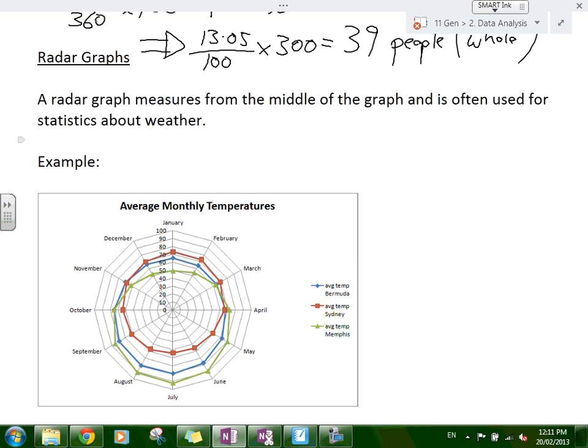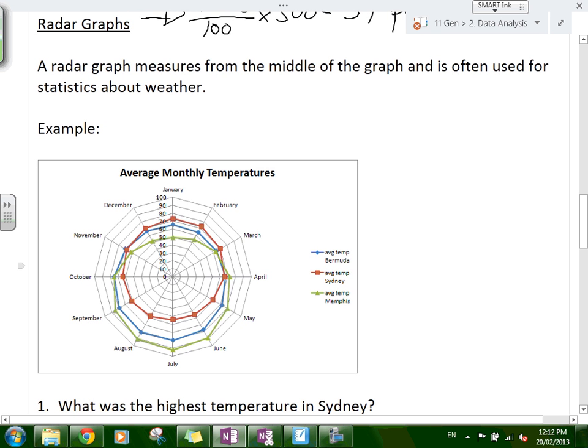This one is average monthly temperatures. I realize after I put it in, the temperatures are in Fahrenheit. So we'll just deal with that. That's okay. Alright, so basically what this chart is saying is the green line represents the temperatures in Memphis.